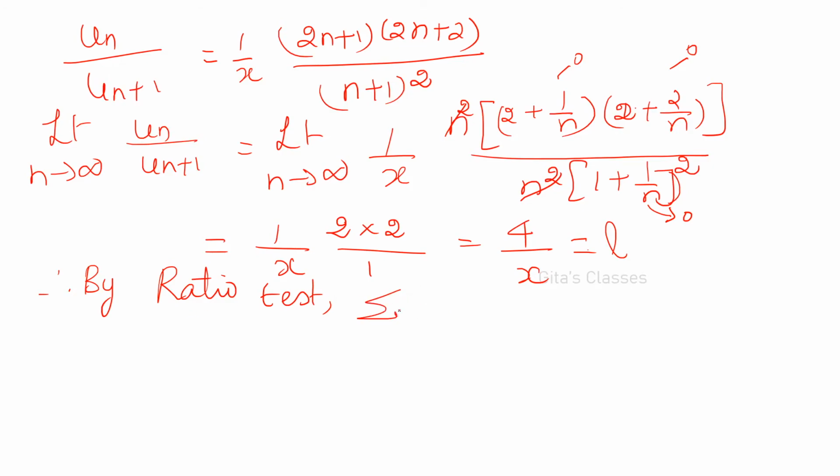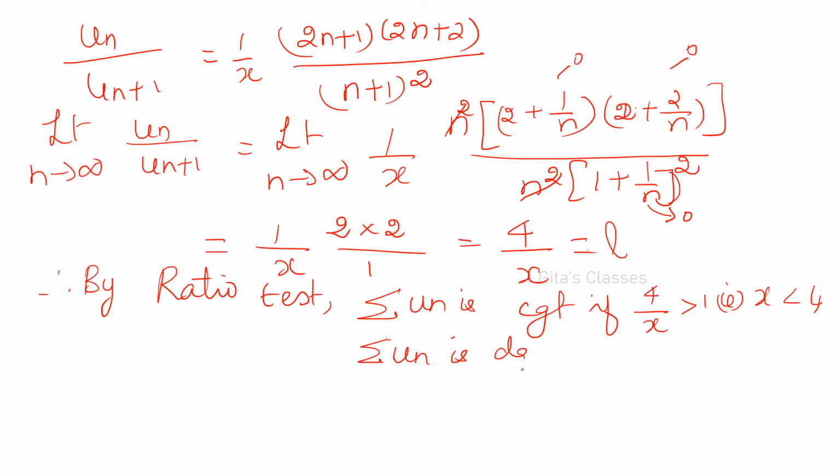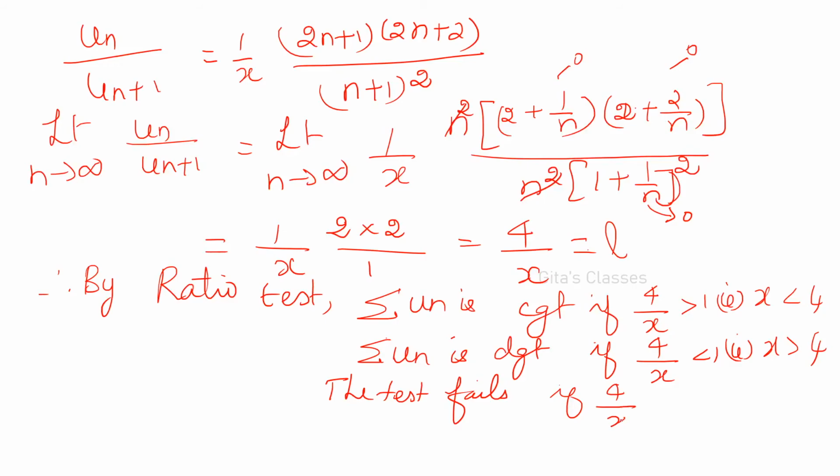Sigma un is convergent if 4 by x is greater than 1, that is x less than 4. Bring this x to the other side. So x less than 4. Similarly, sigma un is divergent if 4 by x is less than 1, that is x is greater than 4. Okay. What is the next condition? Equal to. So the test fails if 4 by x is equal to 1. That is x is equal to 4. When x is equal to 4, test fails.